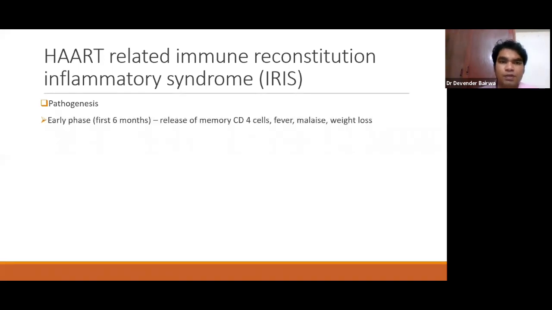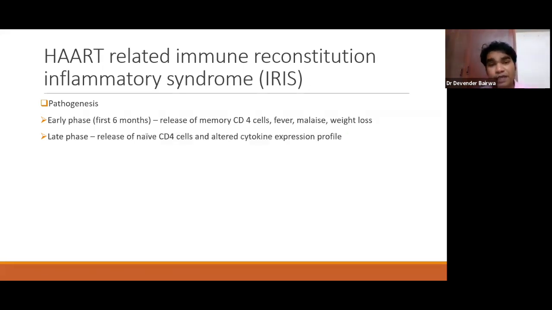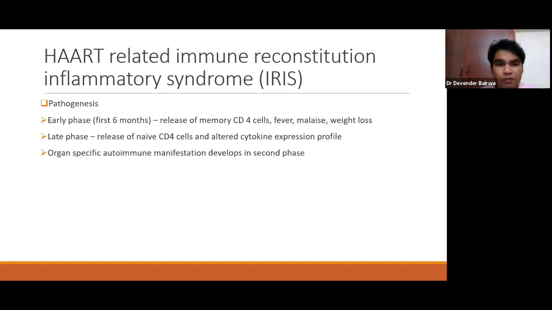So pathogenesis is simple. In the early phase, in the first 6 months, there is release of memory CD4 cells, with fever, malaise, weight loss. In the late phase, it is basically because of release of naive CD4 cells and altered cytokine expression profile. Organ-specific autoimmune manifestations can also develop in the second phase, like Graves' disease, thyroiditis, GBS-like features, SLE, autoimmune hepatitis, all these things can develop.